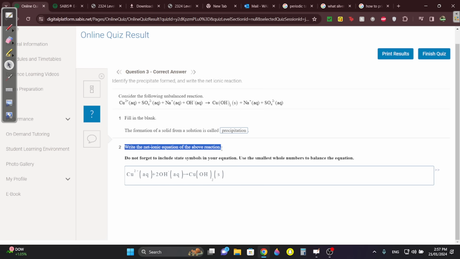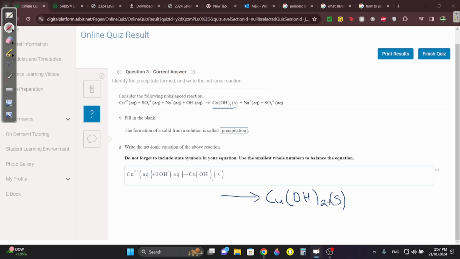Then for part B, they're saying write the net ionic equation. Same as last time. For the net ionic, that means they're only talking about the predominant, and the predominant are the ones that take part in forming your precipitate. I told you always start by drawing an arrow and writing your precipitate, Cu(OH)2 solid. Then you write which ions take part in forming this precipitate. Obviously, in this case, it's Cu and OH. Cu is 2 plus, you memorize this, and you write aqueous. And the OH is minus, and it's aqueous. Memorize these charges. You need to have them memorized.